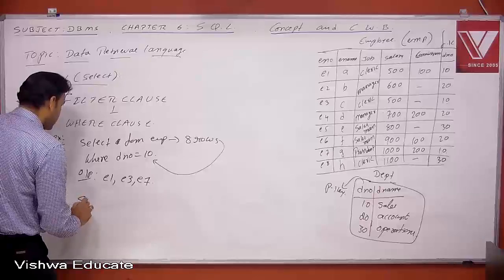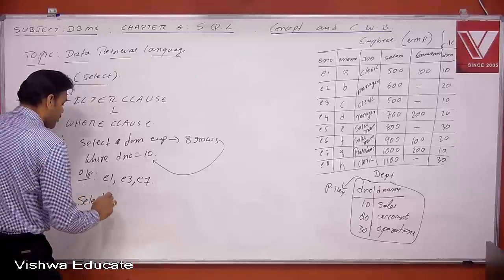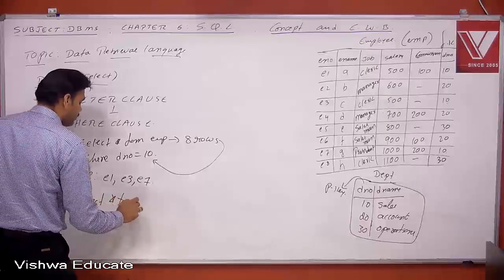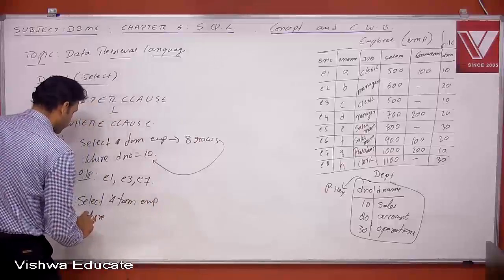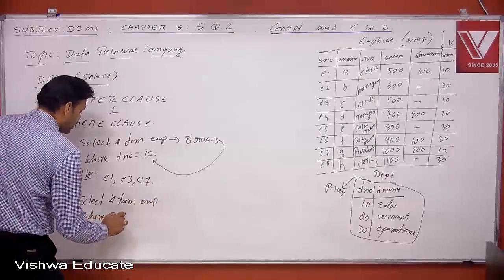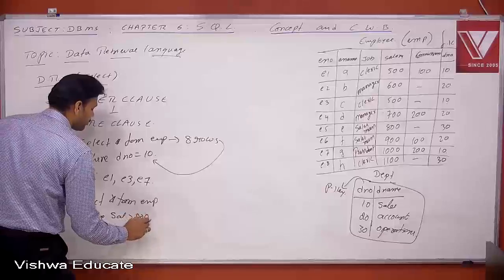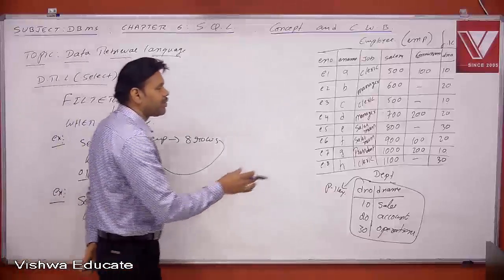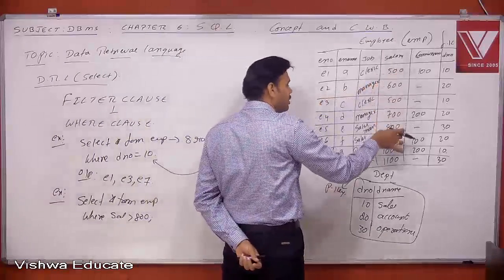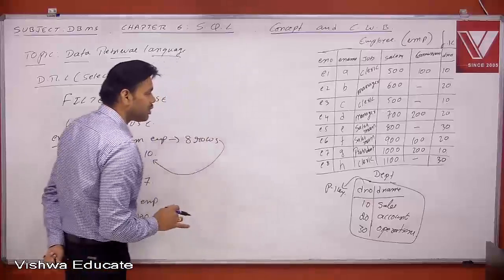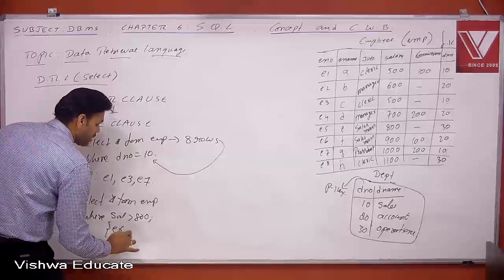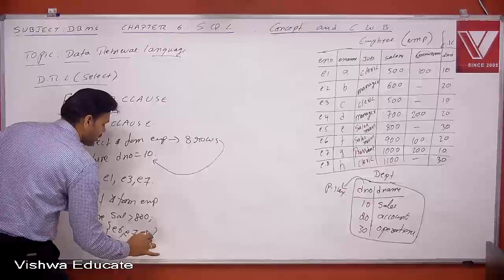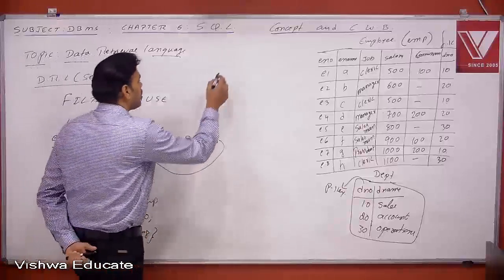If I am taking another query, SELECT * FROM EMP WHERE SAL > 800. Now this time the filtering is based on the salary column. There are 3 guys who are having a salary greater than 800, that is E6, E7 and E8.